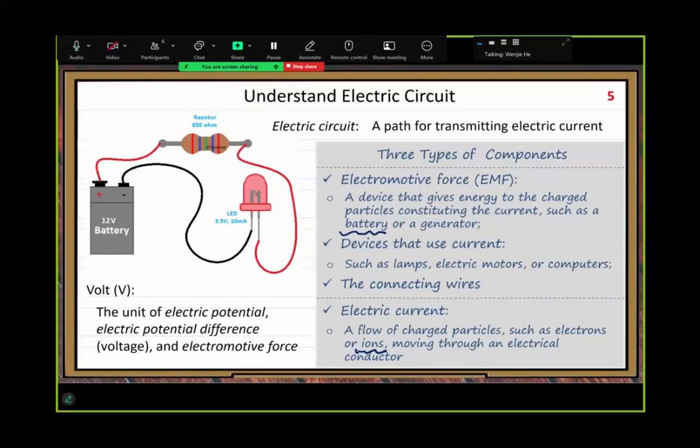So what is that voltage? We frequently use this voltage concept in our discussion of the electric circuit. There are two meanings when we use voltage. Sometimes you use this meaning, sometimes you use the other meaning. The first meaning of voltage is just electric potential.